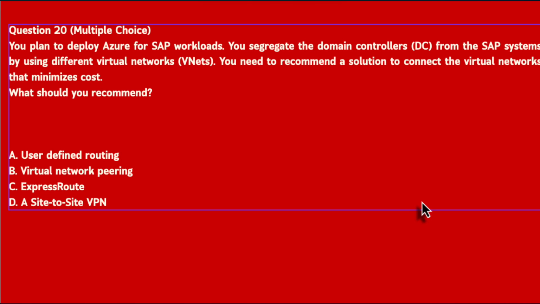You plan to deploy Azure for SAP workloads. You segregate the domain controllers from SAP systems by using different virtual networks. You need to recommend a solution to connect the virtual networks that minimizes cost. What should you do? User-defined routing, virtual network peering, express route, or site-to-site VPN.